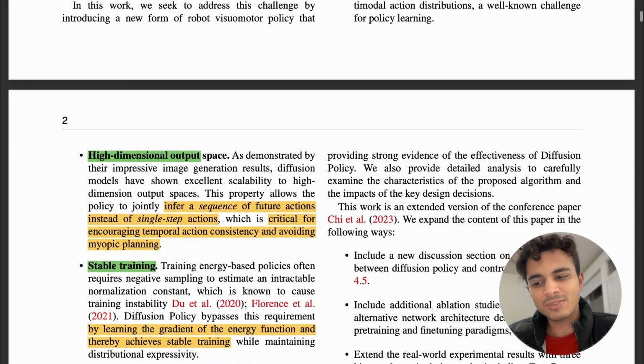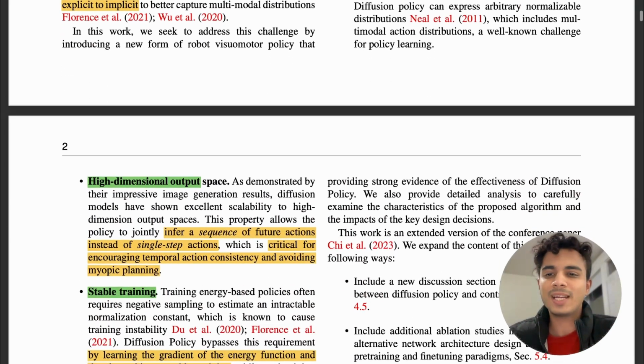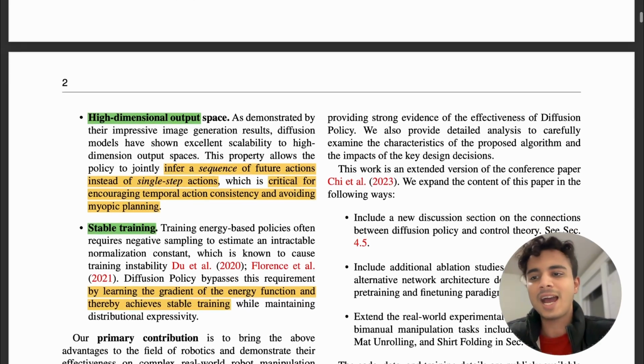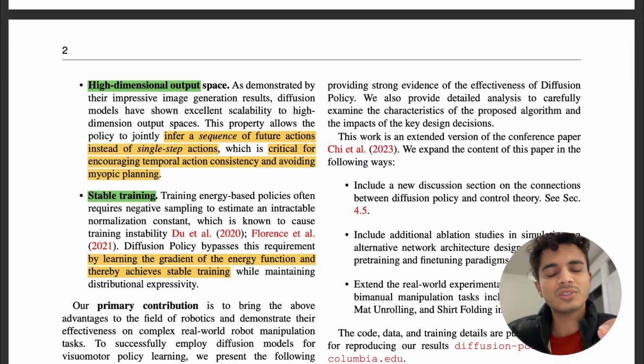Fine. So that's why diffusion policy is able to express multimodal action distributions, unlike others. This provides a lot of flexibility to the model: if there are two equally likely actions possible, it tries to decide which action to pick on some scale. Next thing is the high dimensional output space. It means that we are trying to plan and execute a sequence of actions, not just a single action.